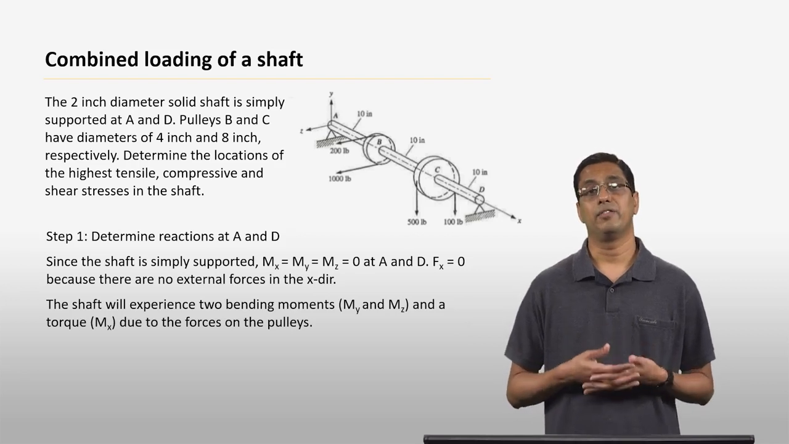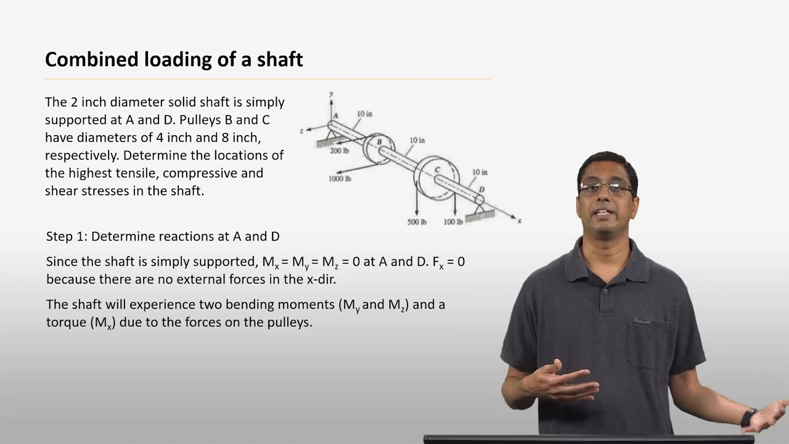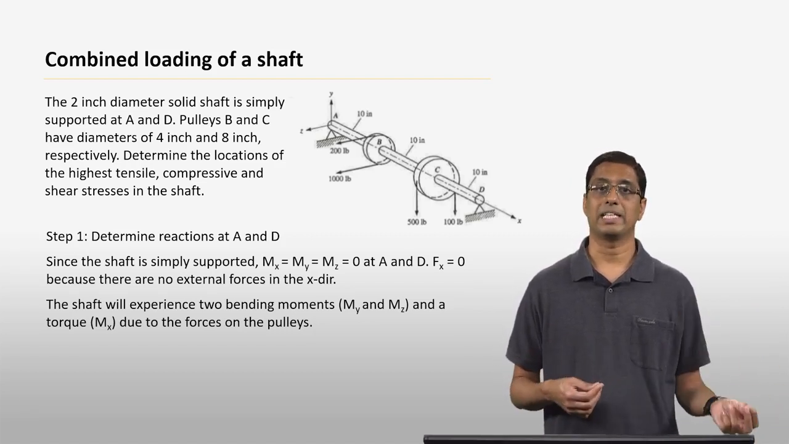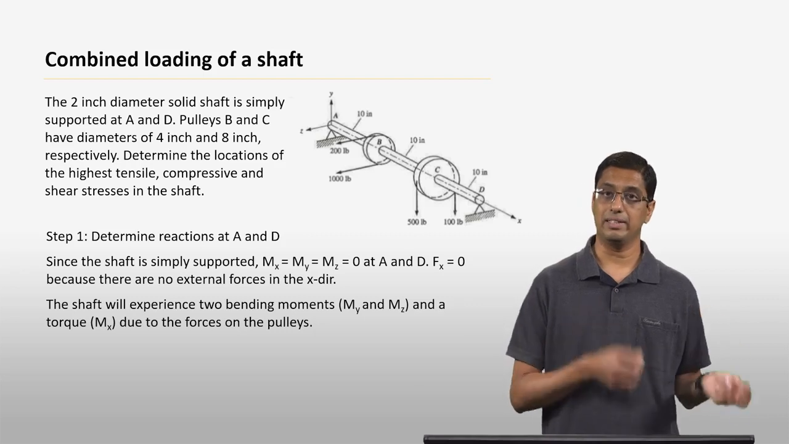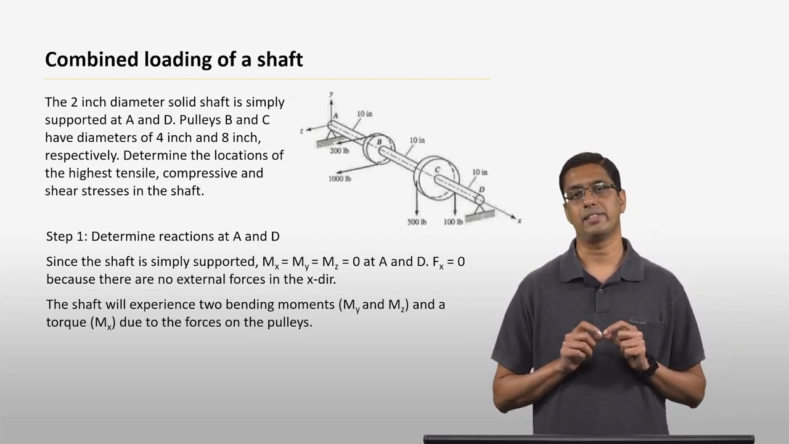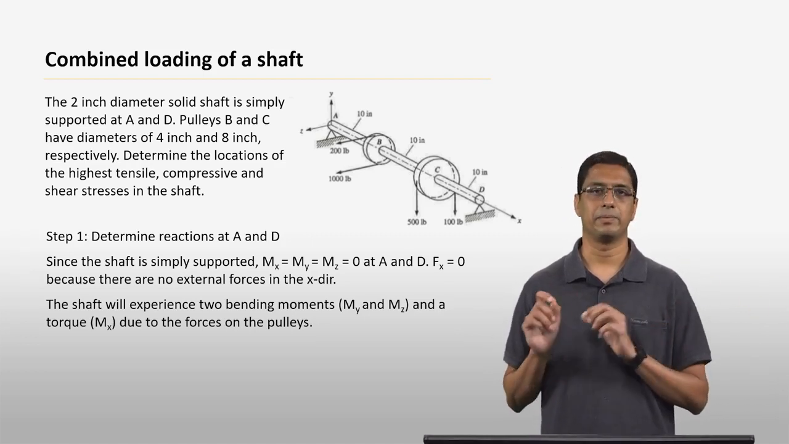For that, we have to construct shear and moment diagrams and then find out where the resultant moment is maximum, and then figure out what the maximum bending stress is. The other thing that is important is to figure out exactly at which point in the cross-section you have the maximum tensile stress and at which point you have the maximum compressive stress.